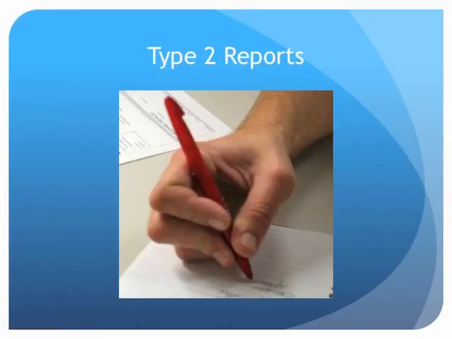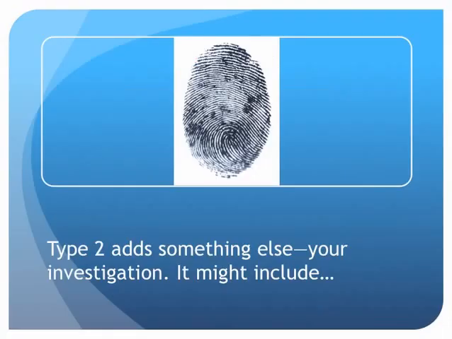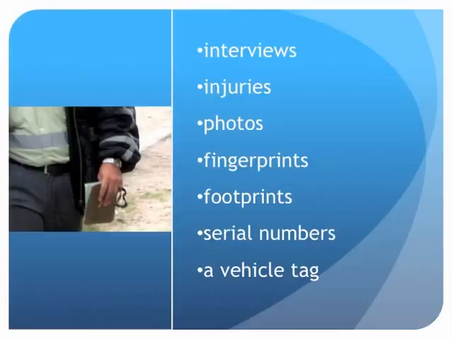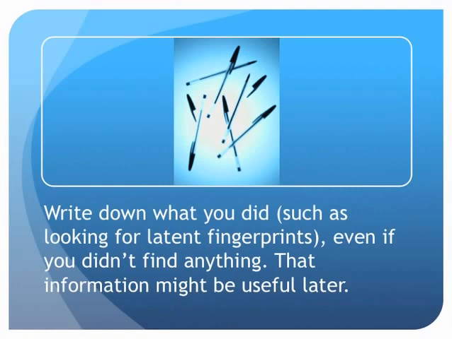Type 2 reports. Type 2 adds something else, your investigation. It might include interviews, injuries, photos, fingerprints, footprints, serial numbers, a vehicle tag. Write down what you did, such as looking for latent fingerprints, even if you didn't find anything. That information might be useful later.